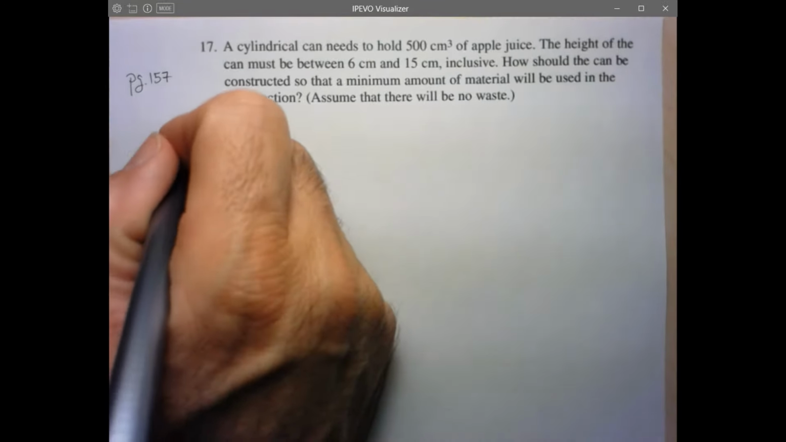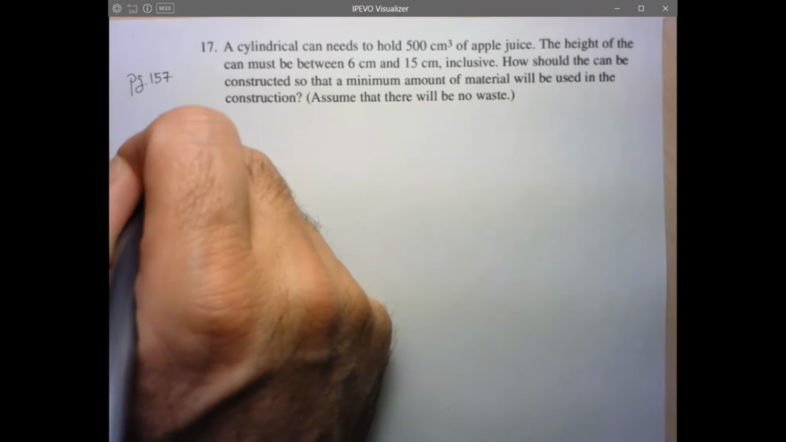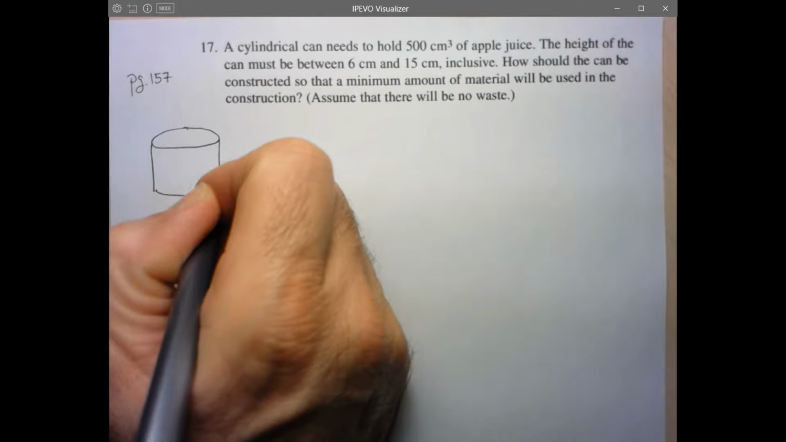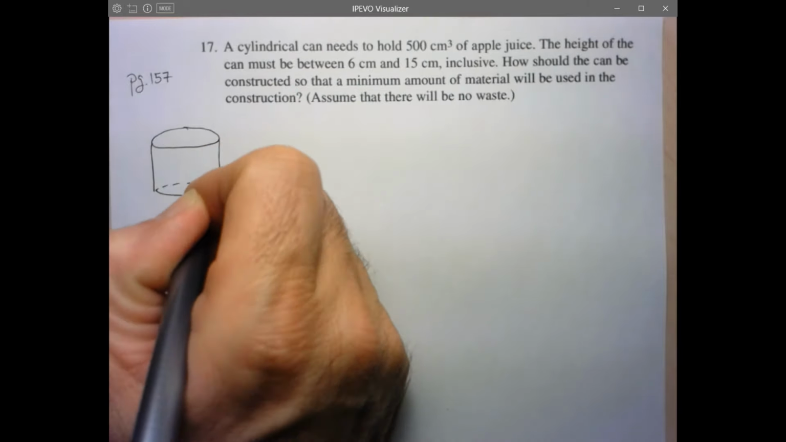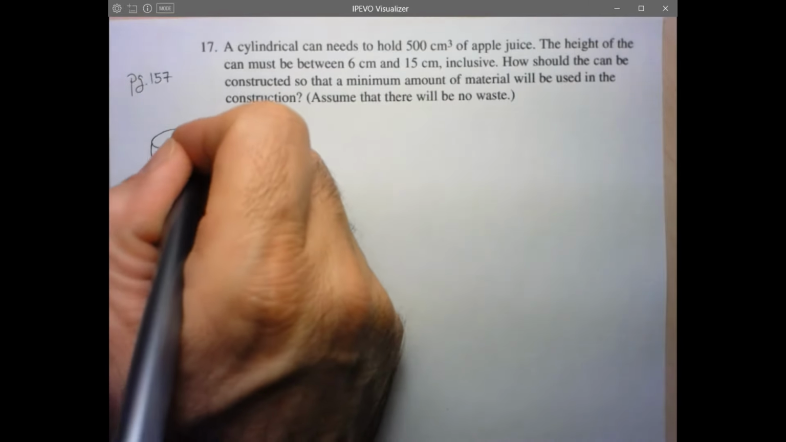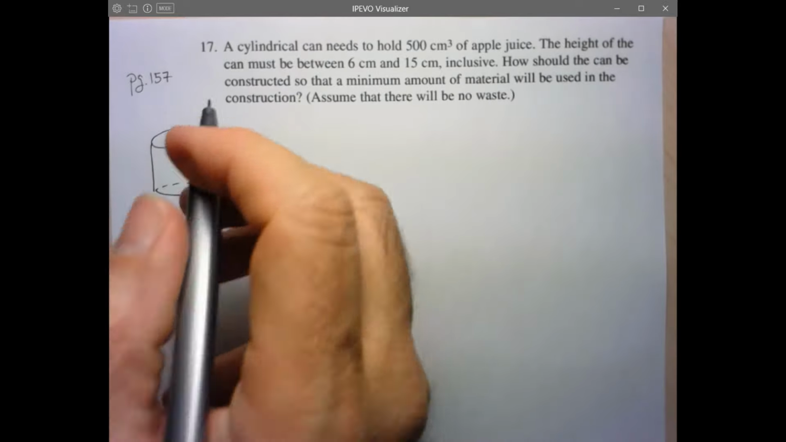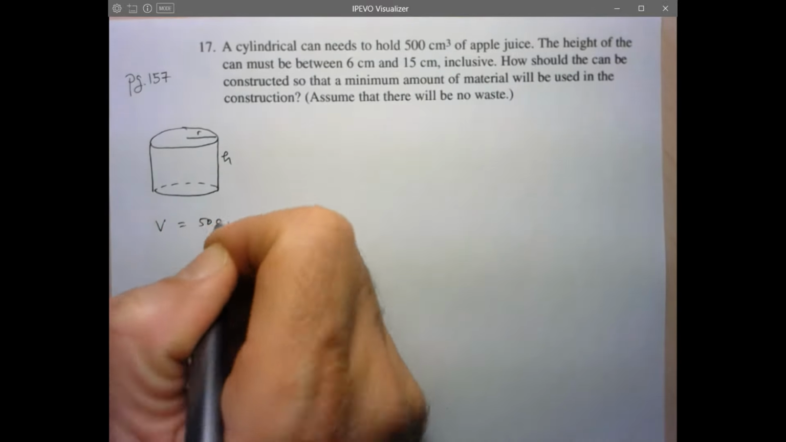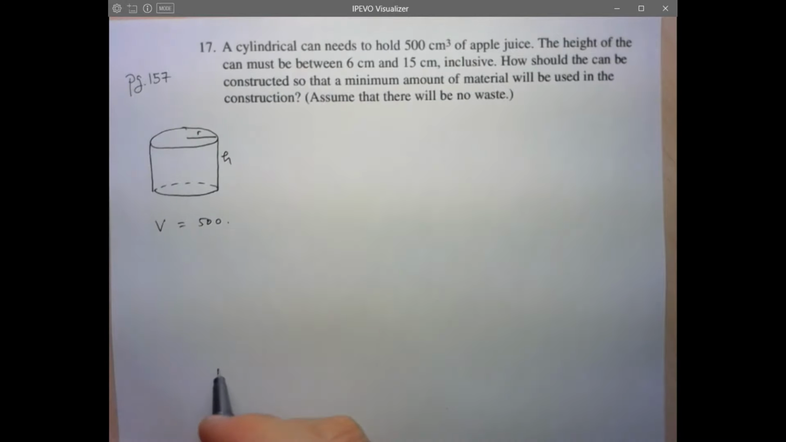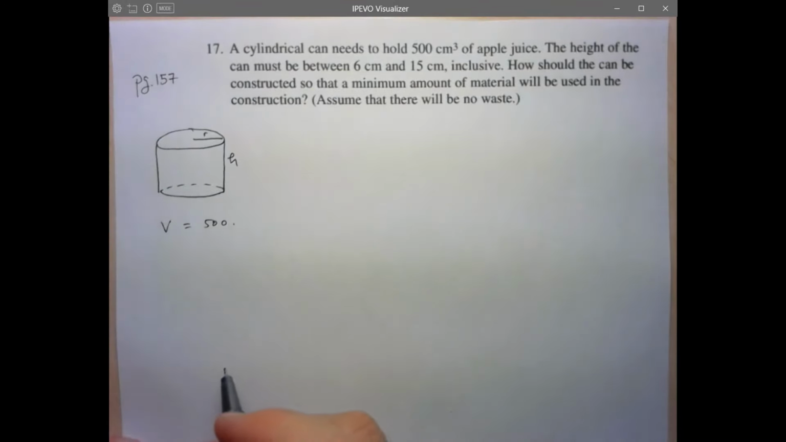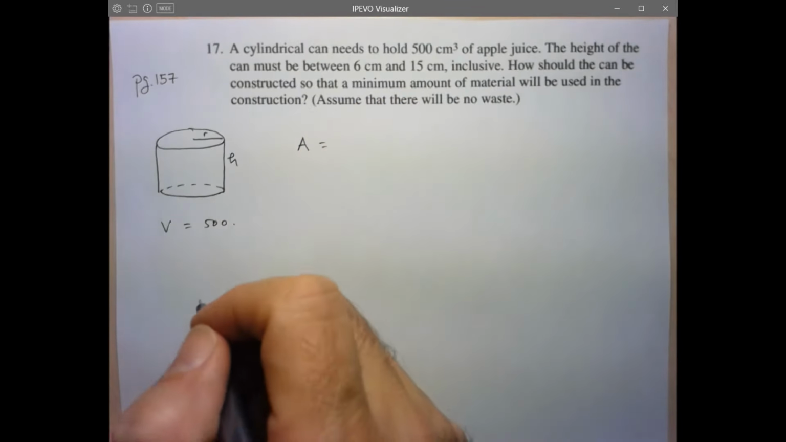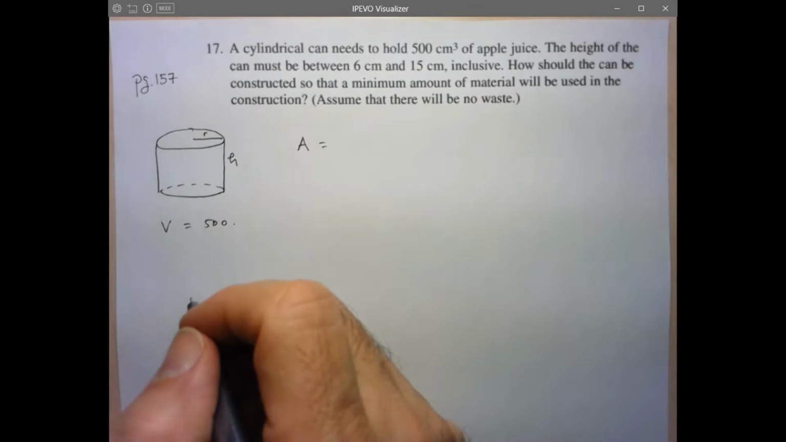So let me just draw a diagram, just to kind of get ourselves started. So here's our cylinder, and of course we've got our radius and we've got our height, and they tell us that the volume of this cylinder has to be equal to 500. I suspect that'll come in handy. And the thing that we want to optimize here is the surface area. In fact, we're hoping to minimize that.